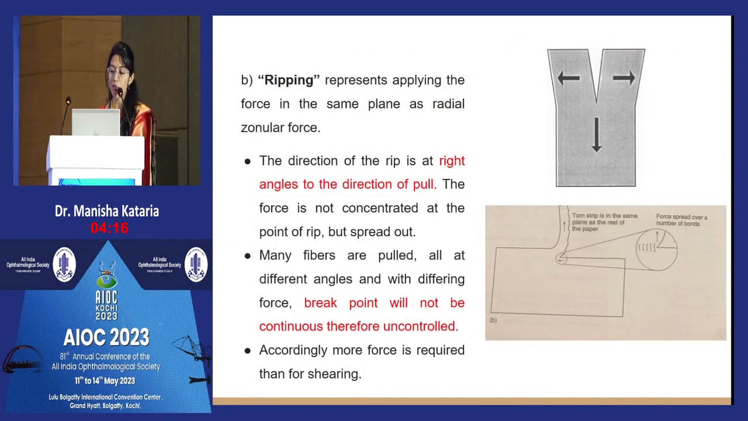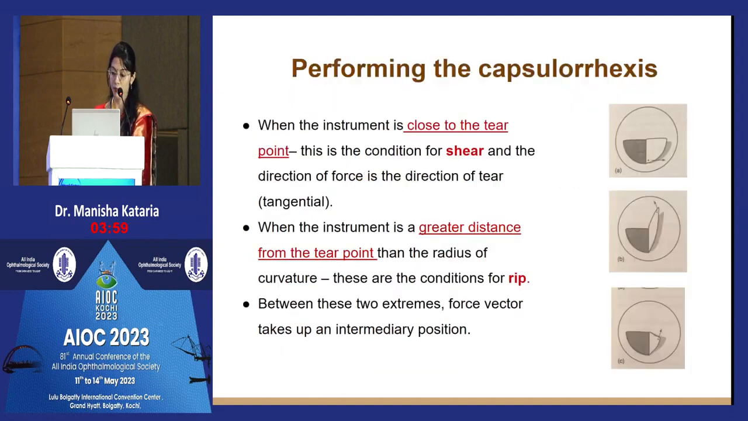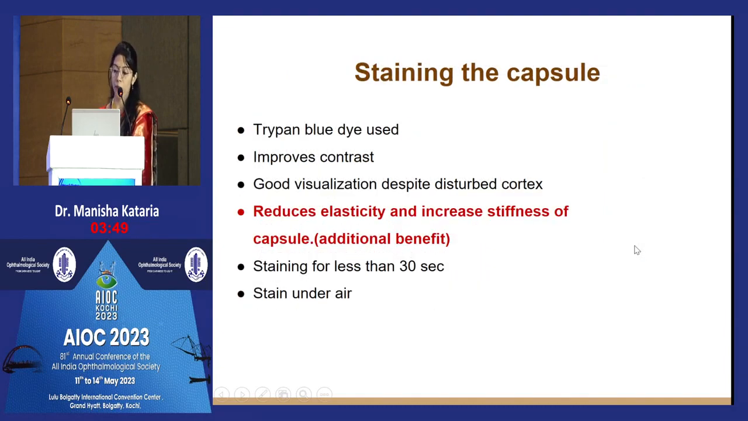Whereas in ripping, we see the torn paper is in the same plane as the rest of the paper, so many fibers are pulled, all at different angles and with different force. The break point will not be continuous, and therefore it is uncontrolled. Performing the capsulorhexis when the instrument is close to the tear point is the condition for shear. When the instrument is at a greater distance from the tear point, this is the condition for rip.